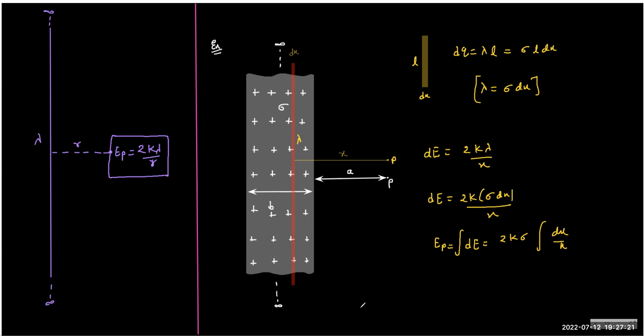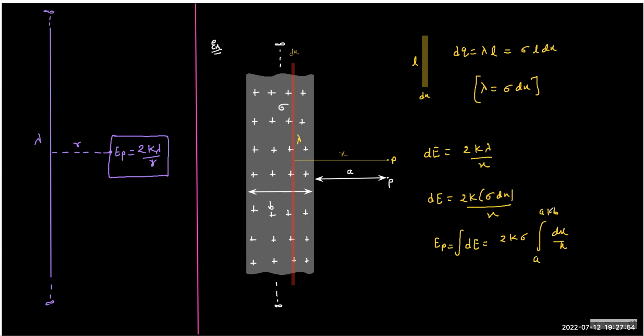As you start your journey from P, when the first edge of the sheet will appear after traveling how much? How much must you walk to reach the first edge from point P? A. And to reach the other, extreme edge, how much do you have to walk from point P? A plus B. Exactly, that's called the limit. So the limit is from A to A plus B.